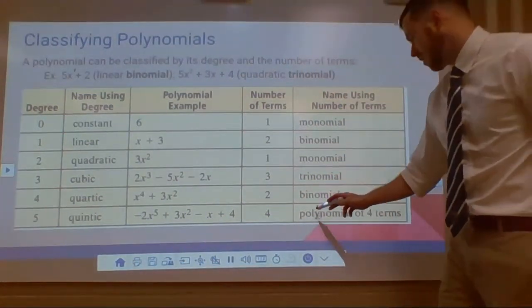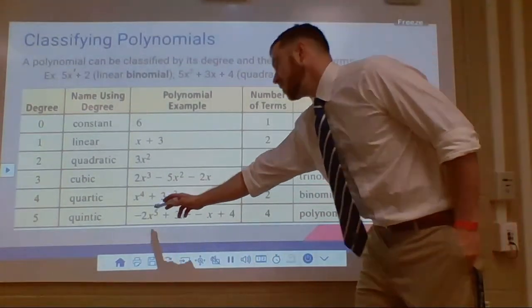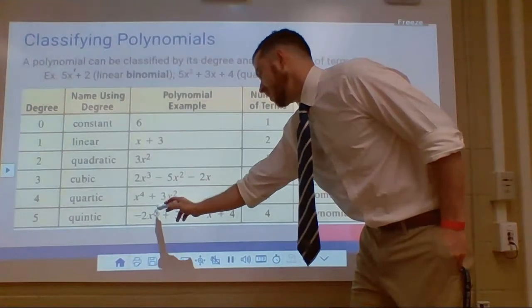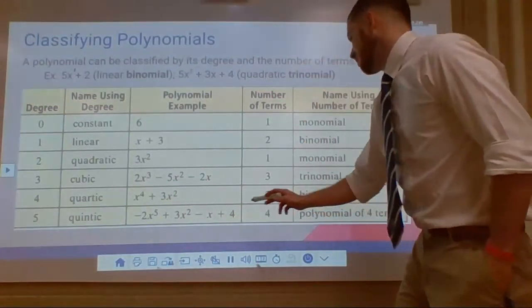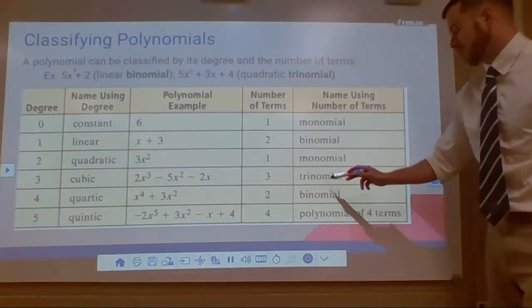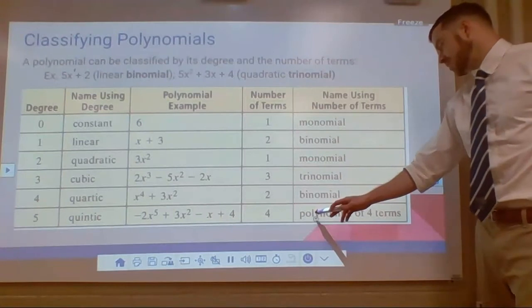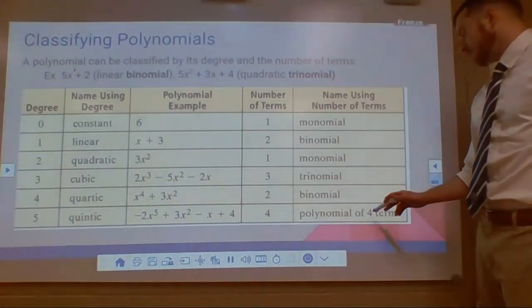And then, I'll skip that one. Let's look at this one. It's quintic, right? The highest degree is 5. And it has 4 terms. 1, 2, 3, 4. Now, anything past trinomial, so if it has more than 3 terms, we'll say a polynomial of blank terms.